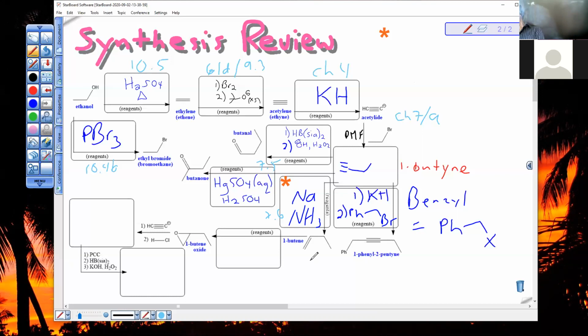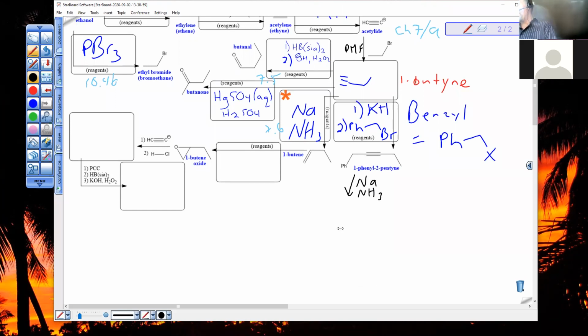Gives an alkene. Since we're on the subject, if we did sodium and ammonia here, you would get this result here, a trans alkene, also 7.6. Okay. And how do you get a cis alkene?